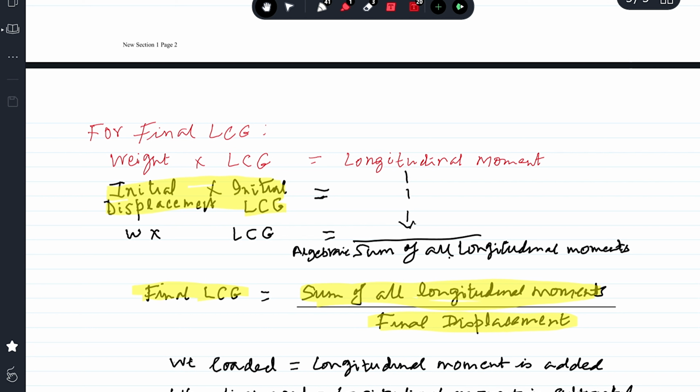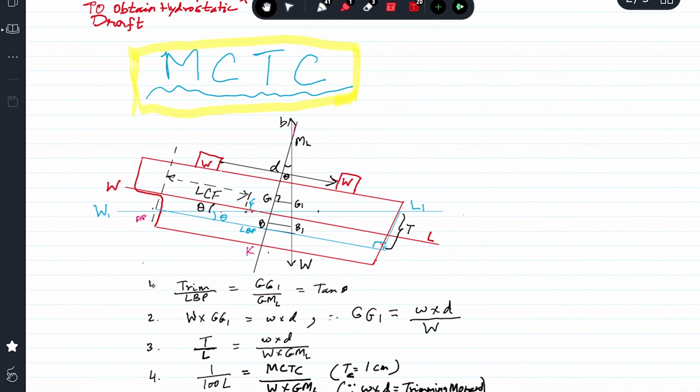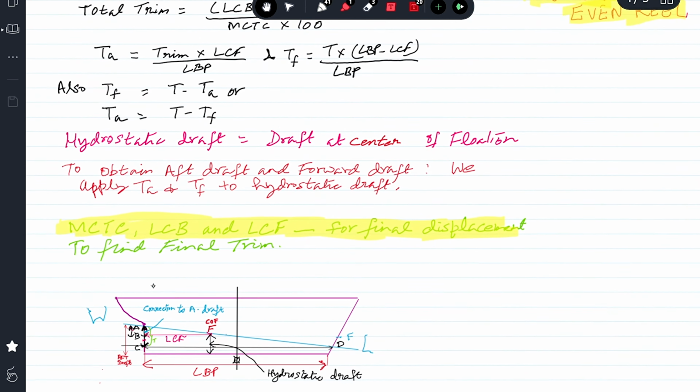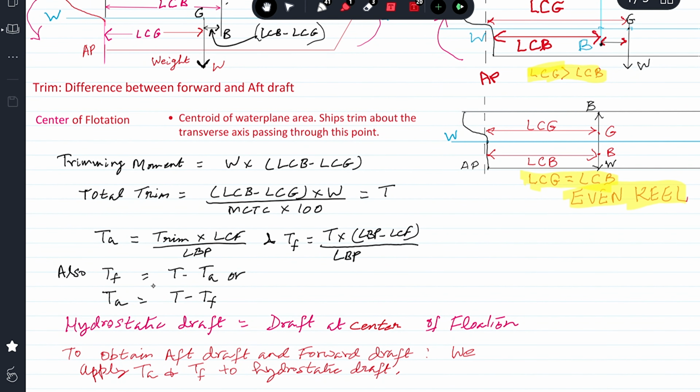Final LCG. You remember the trim formula? LCB minus LCG into displacement upon MCTC. Okay, this trim formula. So we talked about LCB, MCTC, final displacement from particulars, and also LCG. In the final trim it will have to be final LCG. So how do we find the final LCG?